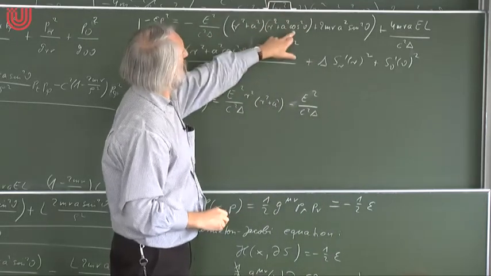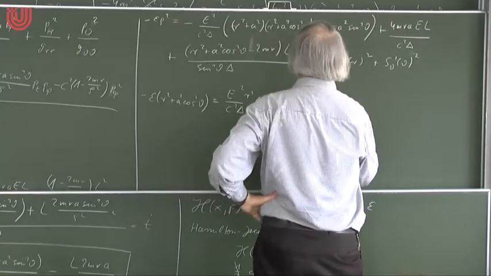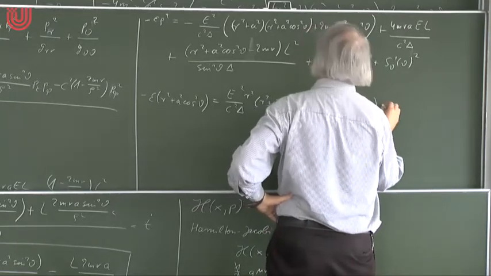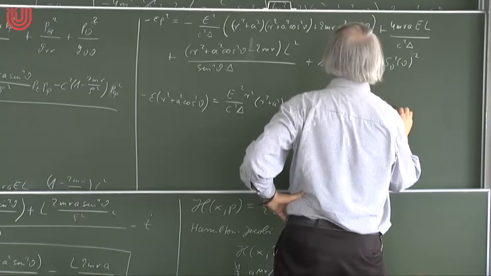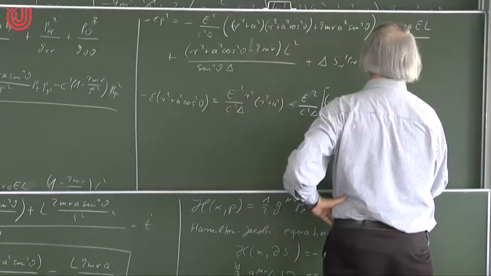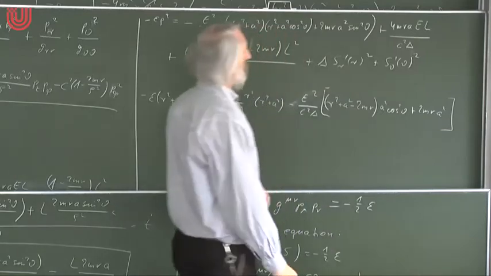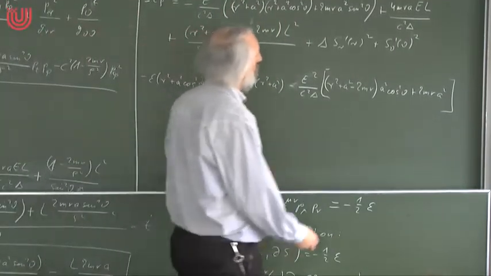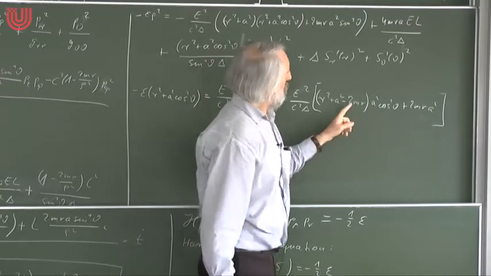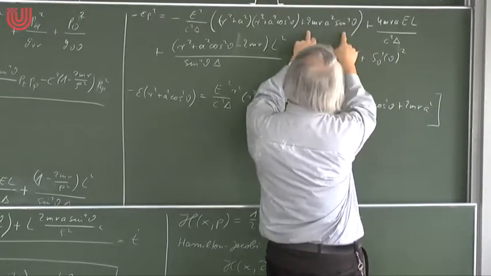Now this I have already finished with. So here I have R squared plus A squared. Let me invent a term which is not written there. Minus 2mr times A squared cosine squared theta. Of course, I have to add this term again. Plus 2mr a squared cosine squared theta plus a squared sine squared theta. That's just a squared. Okay? You see, that's the same thing. So this term and this term together gives this here. It's 2mr a squared minus 2mr a squared cosine squared theta. That's 2mr a squared sine squared theta.